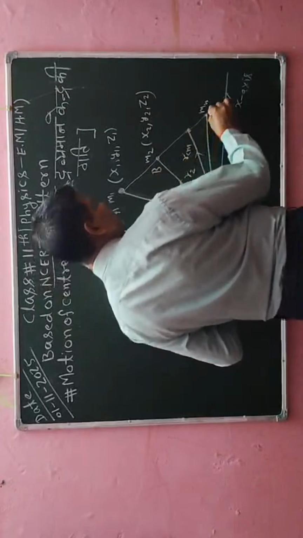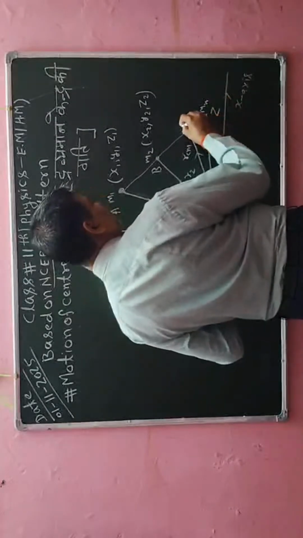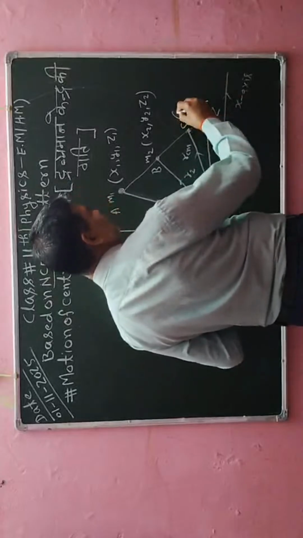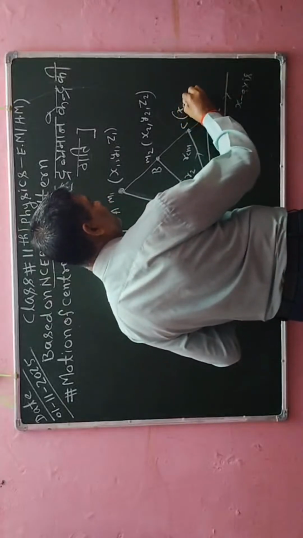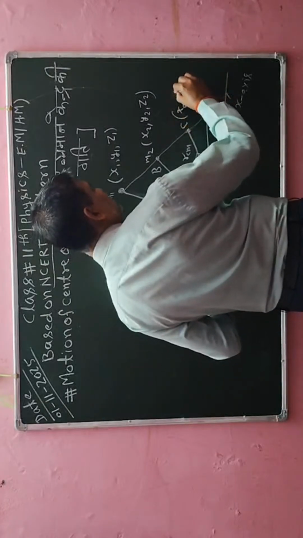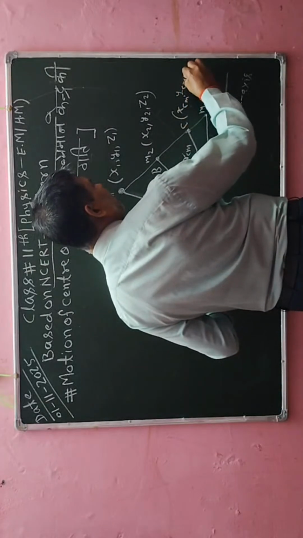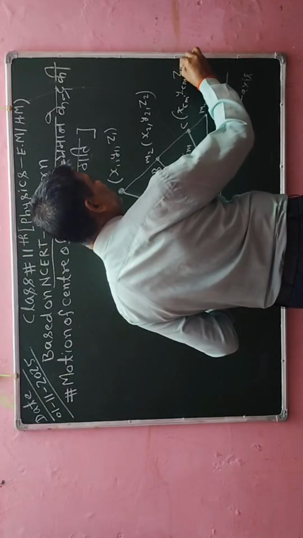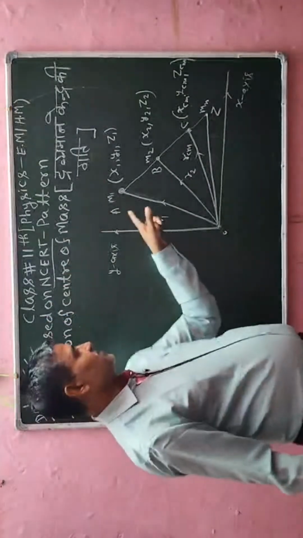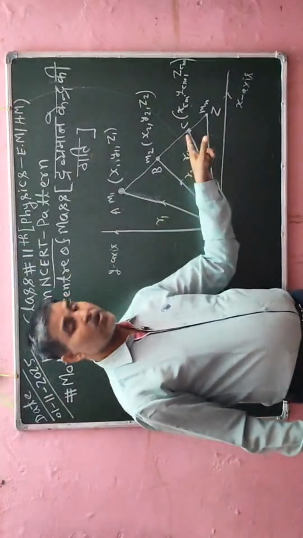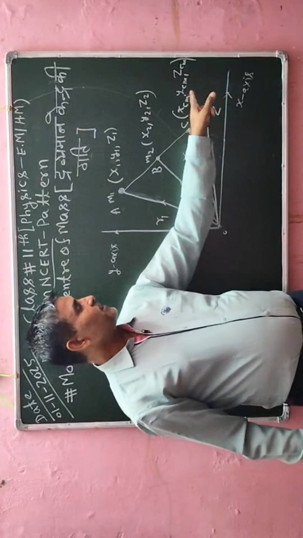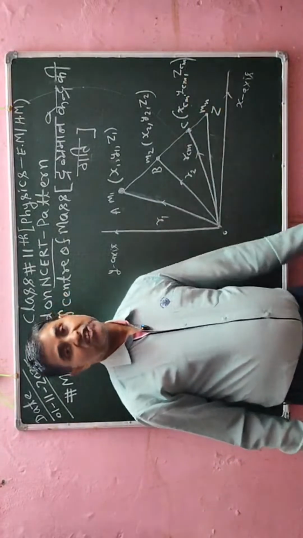Similarly, I will say this is the point Z and this will be the point C, and its coordinates I can write like this: xcm, that is the x coordinate of the center of mass. Similarly, ycm, and similarly I will write zcm. So the center of mass of these objects will be at the point C, and its coordinates I can write as xcm, ycm, zcm.